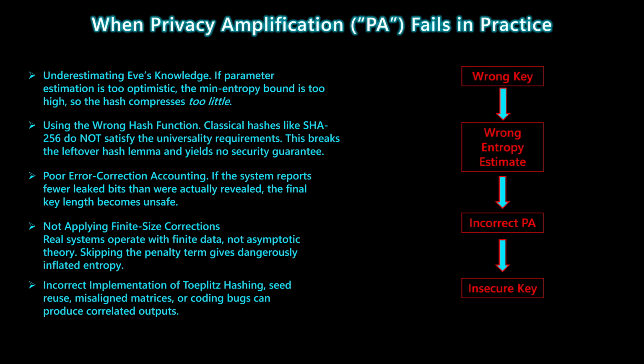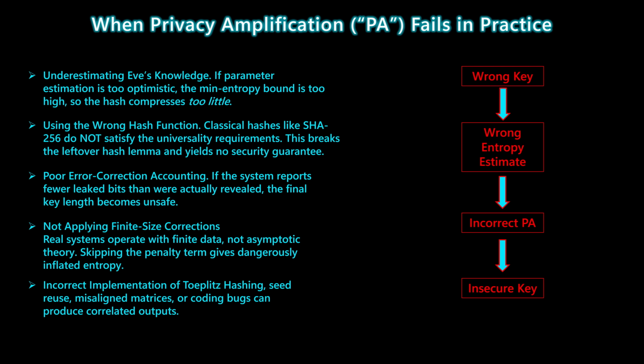Another source of vulnerability is the failure to apply finite-size corrections. Real devices operate with limited data, not with infinitely many signals. Skipping the statistical penalty term produces an inflated entropy estimate and allows Eve more information than the theory assumes.